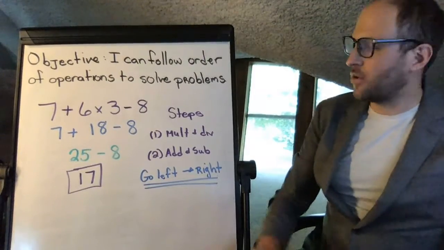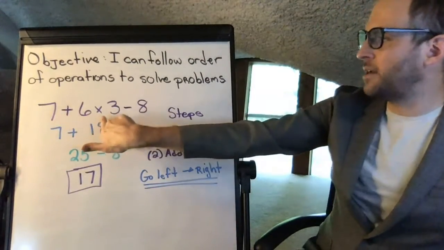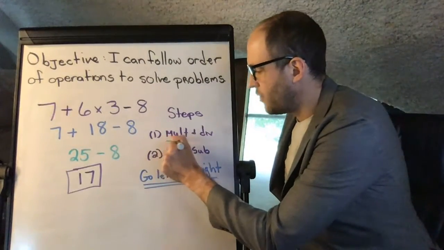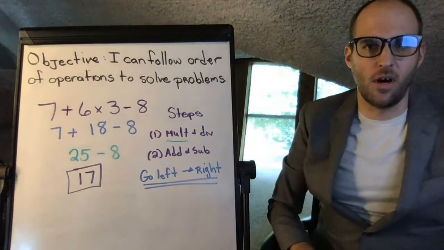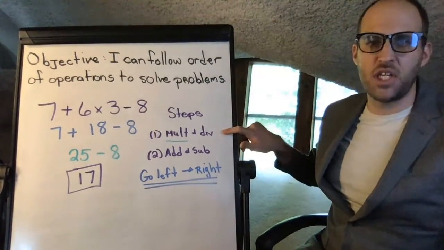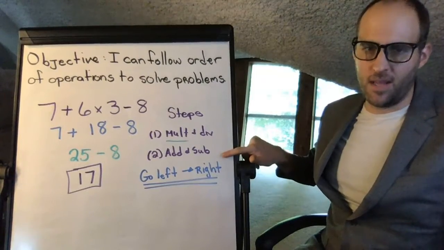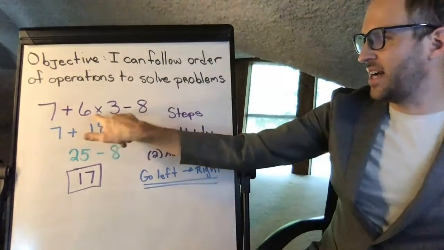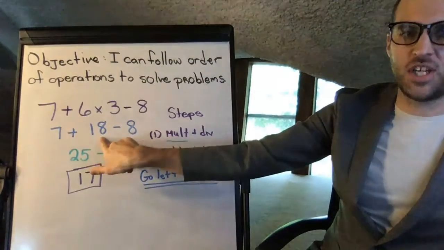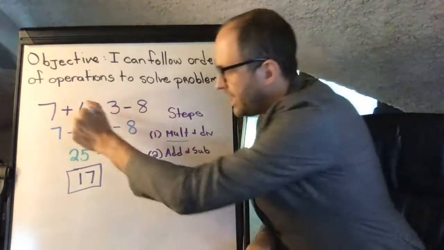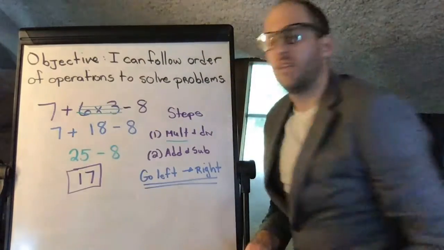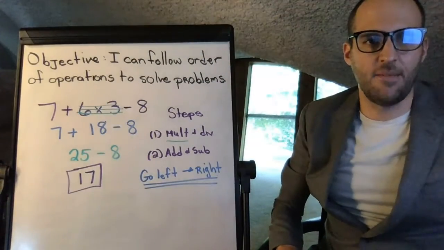So I look at my operations. I have a plus, a multiply, and a subtract. Well, since I only have one multiplication here, I have to do it first, because multiplication and division is a higher power in the order of operations than adding and subtracting. So then I multiply 6 times 3, which gives me 18. What that means is I've actually finished using the 6 times the 3.